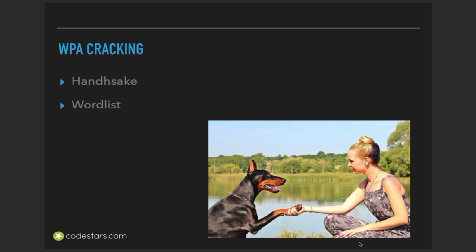So every time a client connects to that router, a four-way handshake occurs in the process. Okay, so we need to capture this handshake in order to test some words, in order to test some possible passwords against this handshake. Okay, so we're going to create a word list for ourselves. We're going to have possible passwords, possible information on that word list.